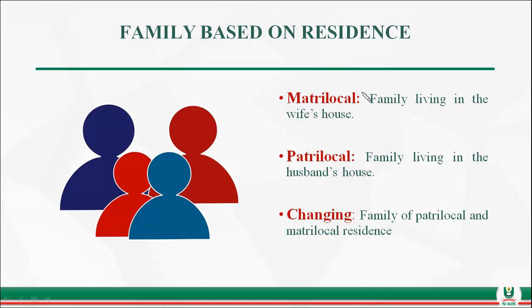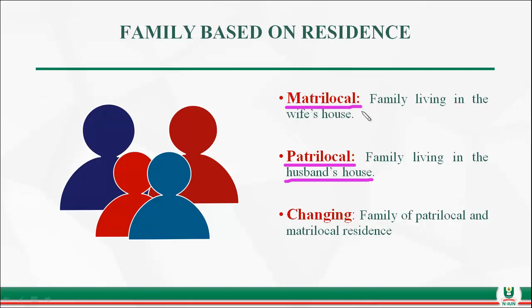There is this first one called matrilocal. Anything that is maternal is from the mother's side or the wife's side. This entails a family living with the wife. The husband and the children are all living in the wife's house. So that's the matrilocal type of family. Another family is called the patrilocal. This is quite common. It's a situation where the entire family lives in the husband's house. This is the most common one that we find around.